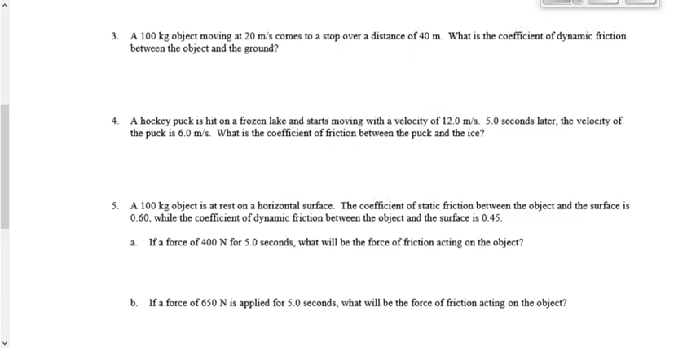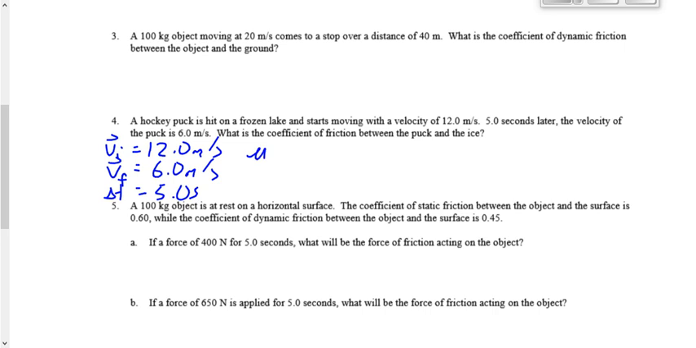Number 4 says a hockey puck is hit on a frozen lake and starts moving with a velocity of 12 meters per second. 5 seconds later, the puck is moving at 6 meters per second. So initially this puck is moving at 12, and then it's moving at 6. We want to find the coefficient of friction between the puck and the ice. So let's write down some givens here. We're going to say VI is 12.0 meters per second, VF is 6.0 meters per second, and my time interval here is 5.0 seconds. I think that's all we got.